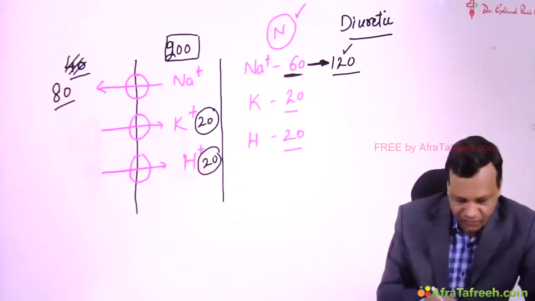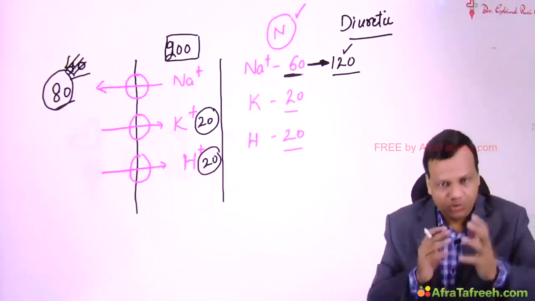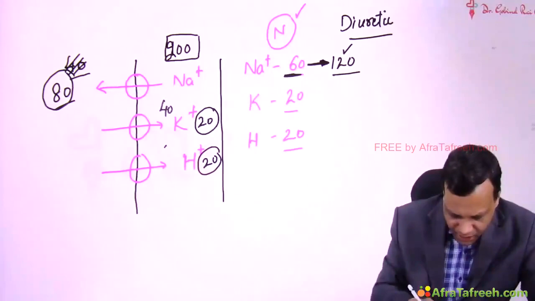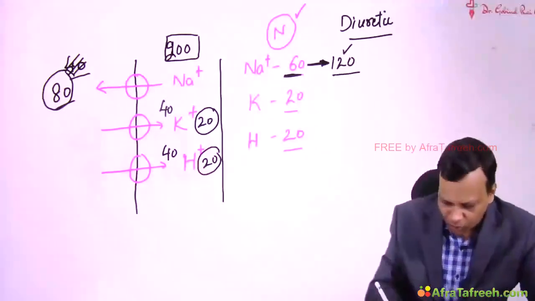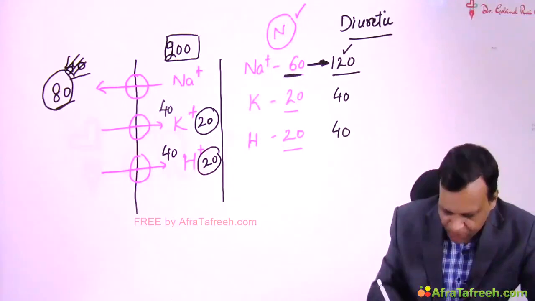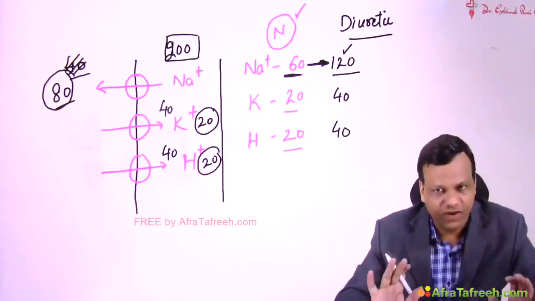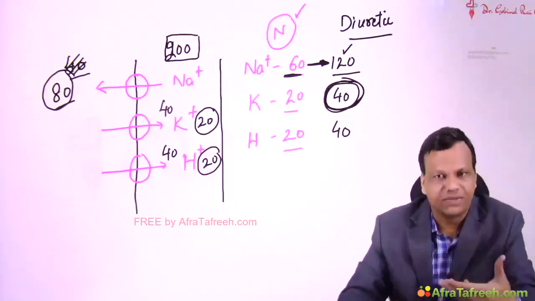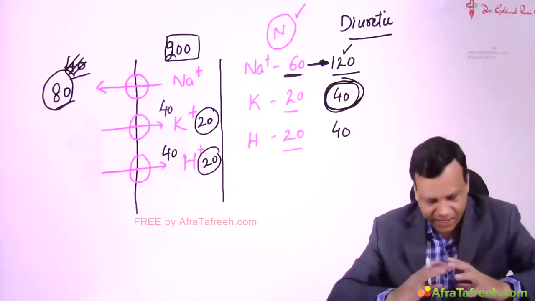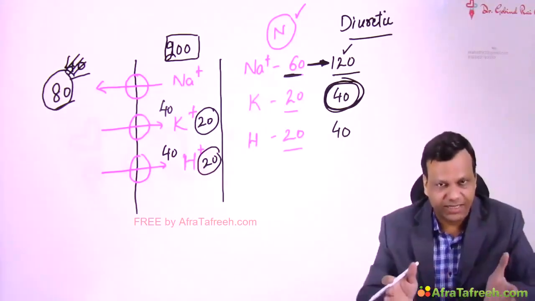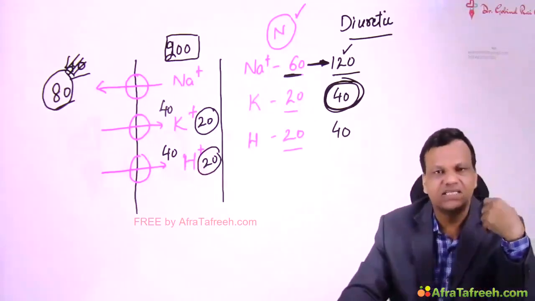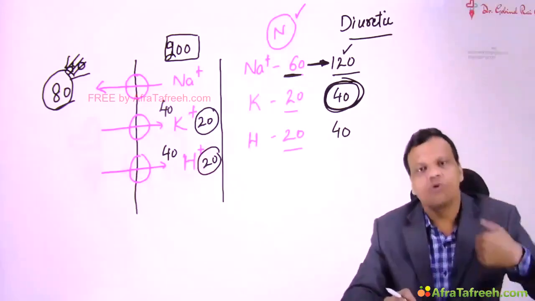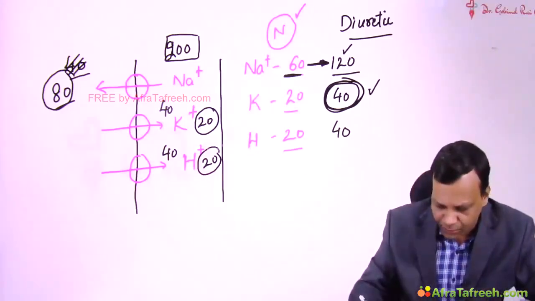Clear? But when 80 molecules of sodium are reabsorbed, in exchange half potassium and half hydrogen will go. So now in this person 40 potassium and 40 hydrogen will be excreted. So the amount of potassium and hydrogen in the urine will be 40 each. Clear? So instead of 20, when 40 potassium are excreted, it leads to hypokalemia. All the diuretics, except those which act at this place in the collecting ducts, will increase the delivery of sodium to the collecting ducts. So more sodium will be reabsorbed, and in exchange more potassium will be excreted, which can lead to hypokalemia.